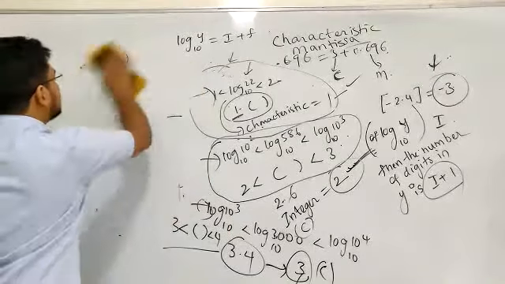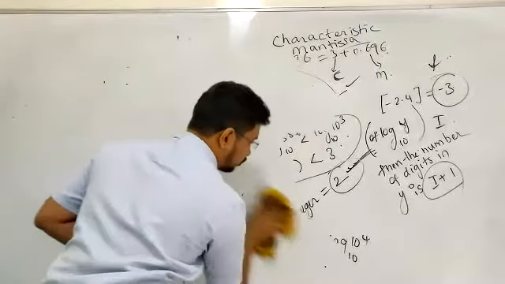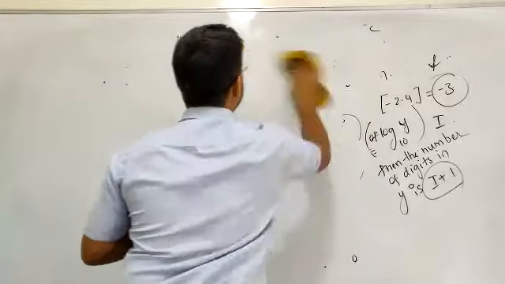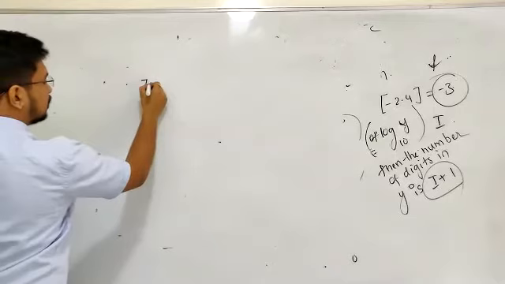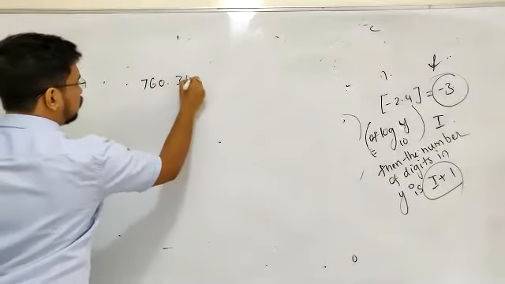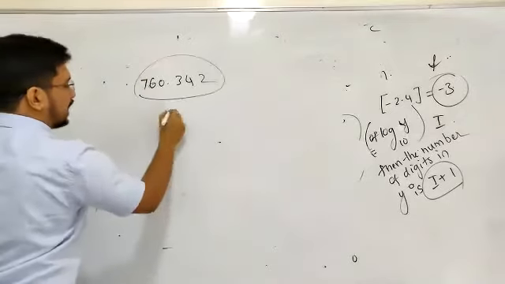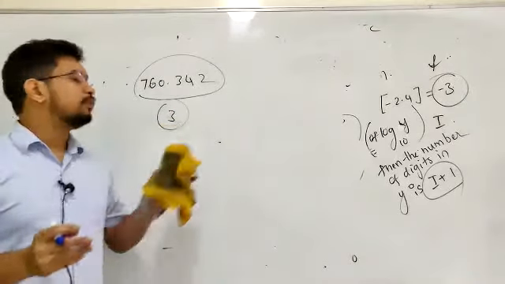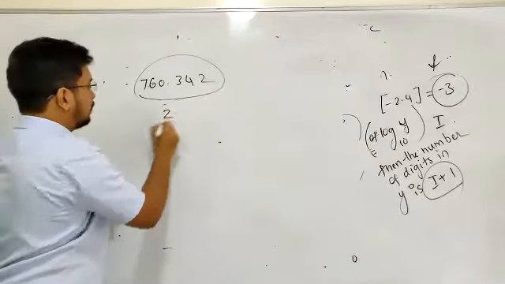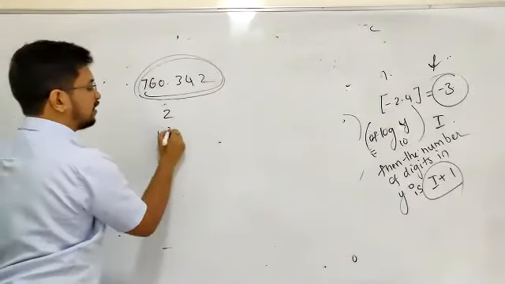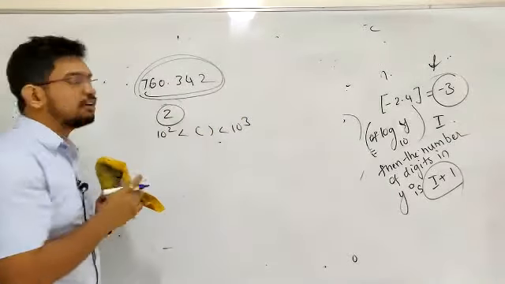Whichever number you take, the number of digits is I plus 1. I will solve one or two examples. For example, suppose I give something like this, and people may get a doubt: Sir, what if I say something like 760.342? For this also the characteristic will obviously be 2, because this value lies between 10 square and 10 cube. So definitely the characteristic will be 2.